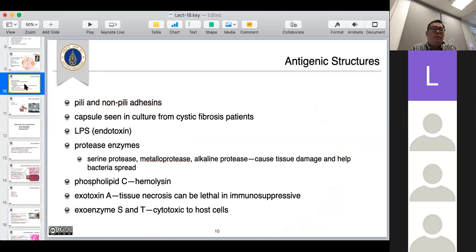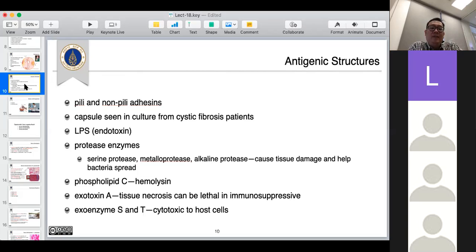Well, the antigenic structure: they possess pili or non-pili adhesins. They have so many proteins they attach with. They produce biofilm that even makes cystic fibrosis patients worse. LPS, endotoxin, and they have so many protease enzymes, okay? Serine protease, metalloprotease, alkaline protease, they help each other damage tissue in the area they infected and help bacteria spread itself to the other tissue.